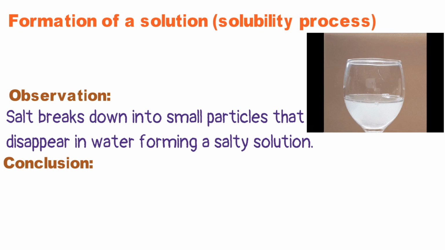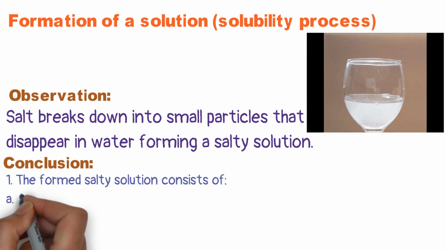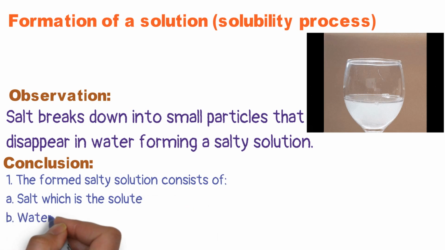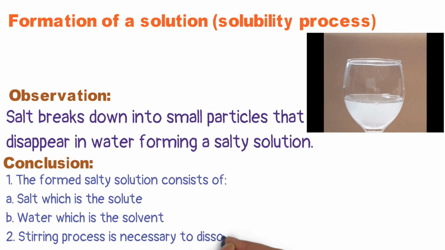From this, we conclude that the formed salty solution consists of salt, which is the solute and the solid substance here, and water, which is the solvent and the liquid substance here. For the solute to dissolve faster in the solvent, we need to stir. So the stirring process is necessary to dissolve the salt in the water. It speeds things up.